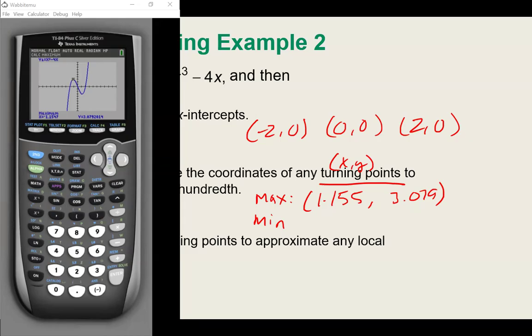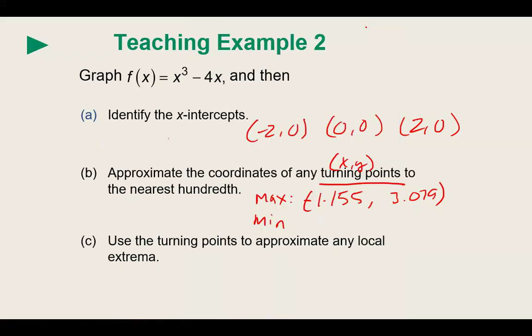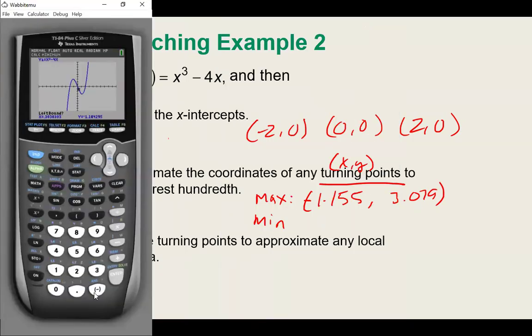I forgot my negative. Oh, thank you. Okay. And we're going to do it again. So doing it again, we are now finding our minimum, right? So second trace minimum. And I'm going to get close to the left side of it. To the left, hit enter. I'm going to go to the right of it.